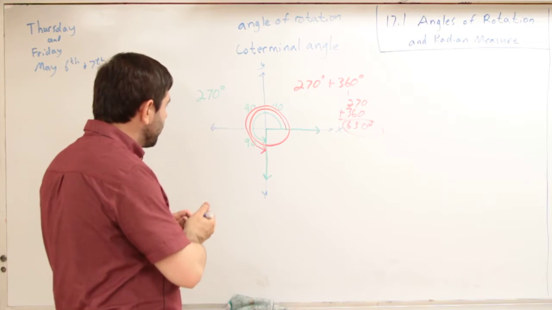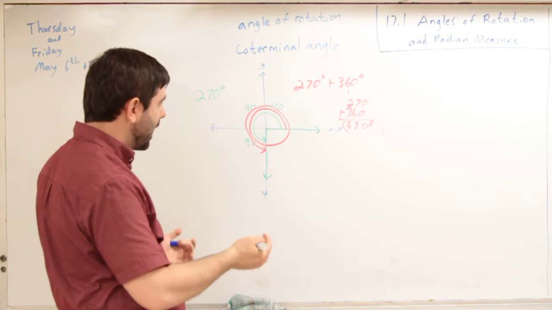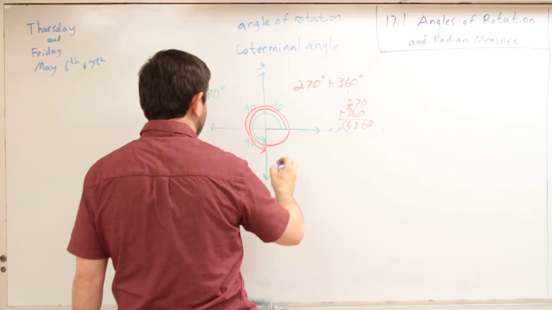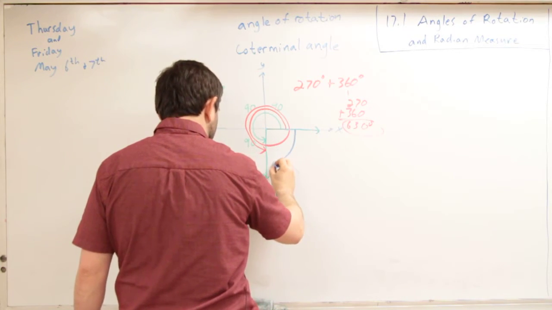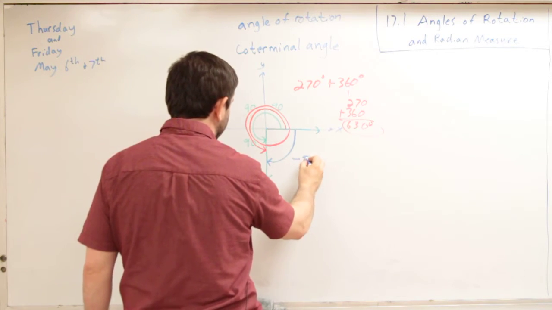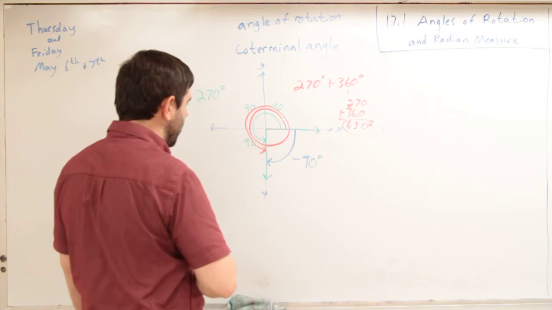We can also have negative angles. So again, this is our starting side. We could go down this way, and this would be a negative 90 degree angle.